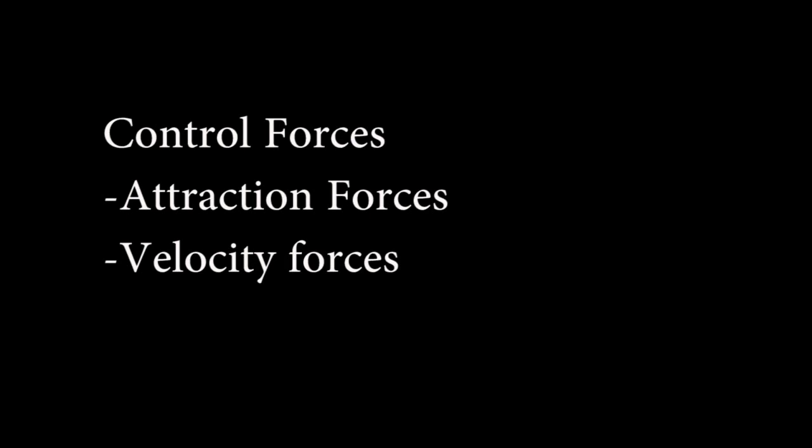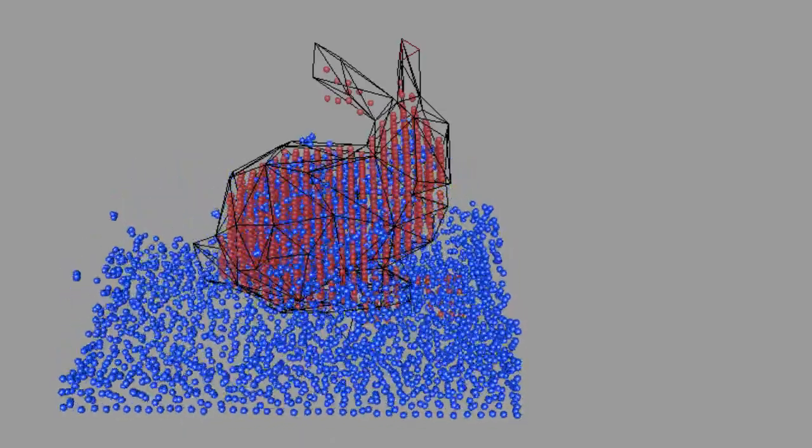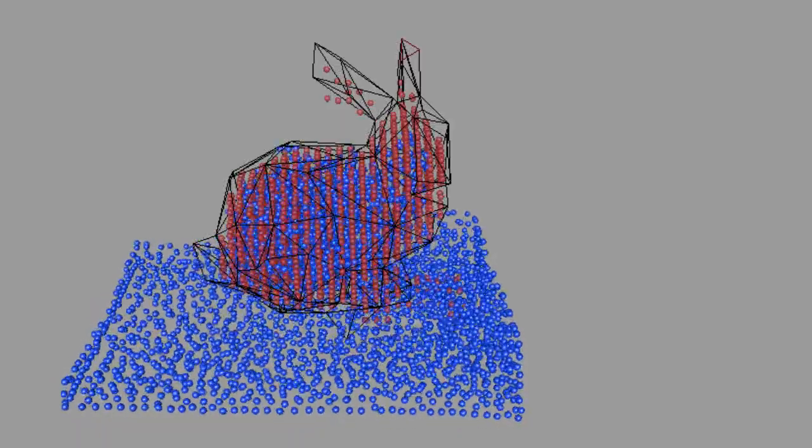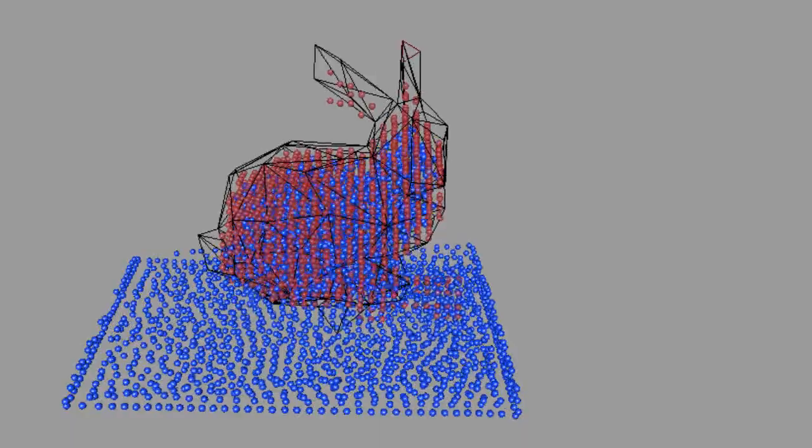The control particles exert control forces on the existing fluid simulation. These control forces are made up of two scale-dependent components, the attraction force and the velocity force. The advantage of these forces being scale-dependent is that the fluid's natural behavior is preserved and the control particle is sufficiently covered with fluid.